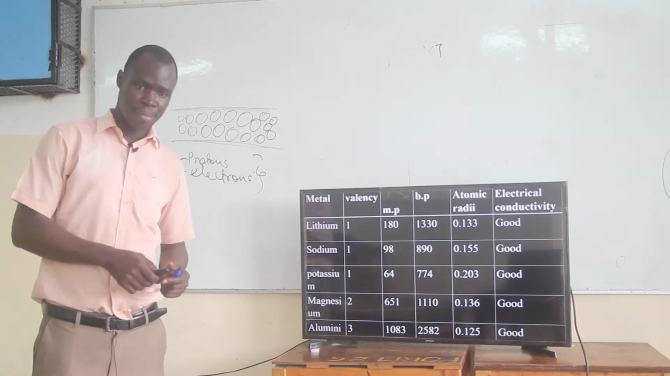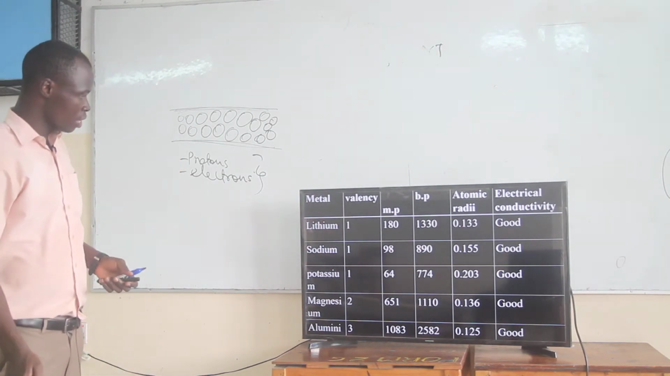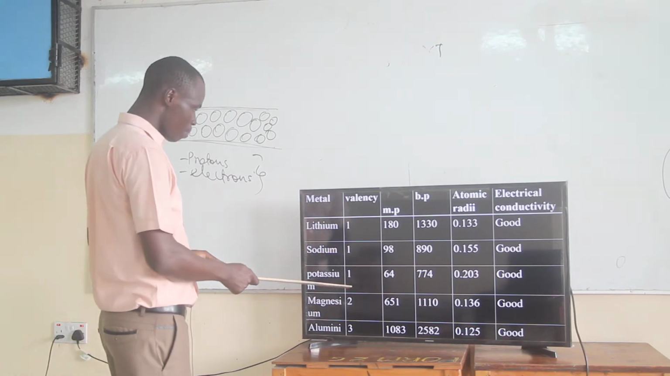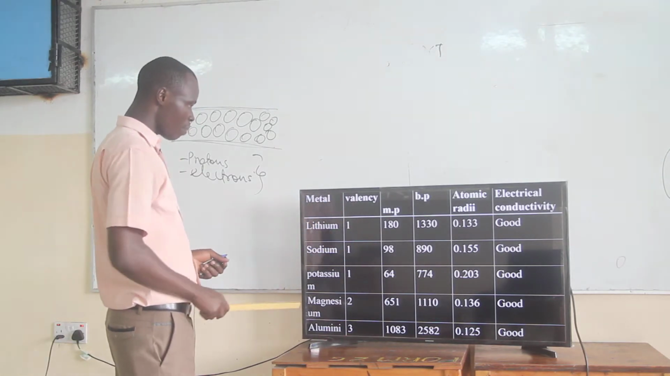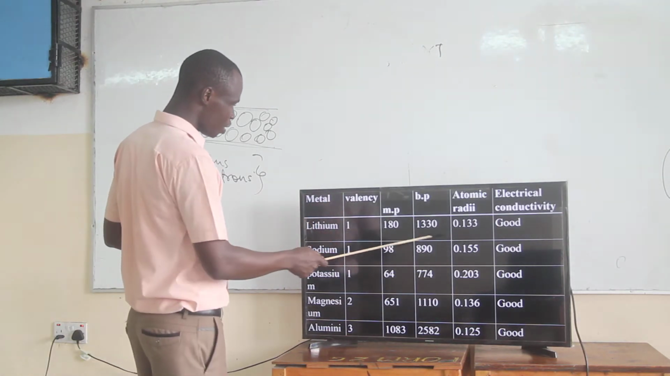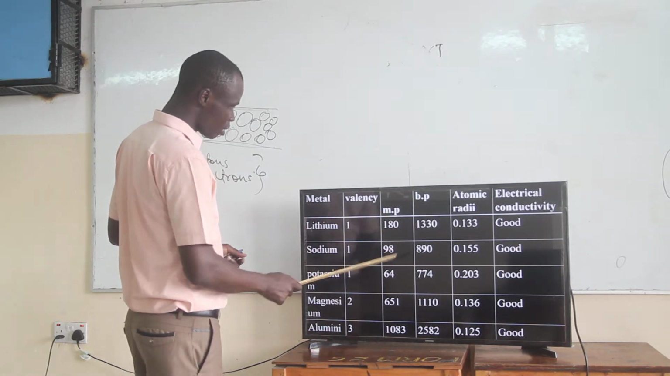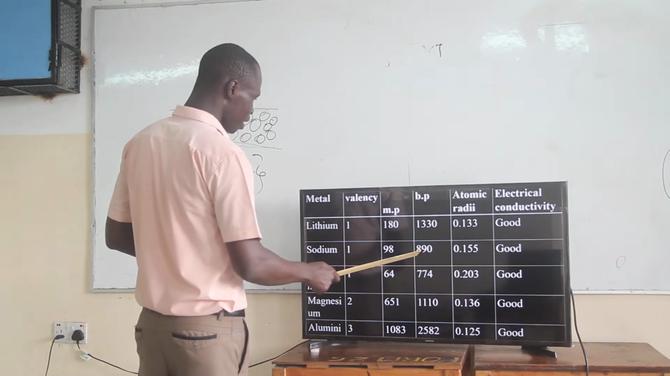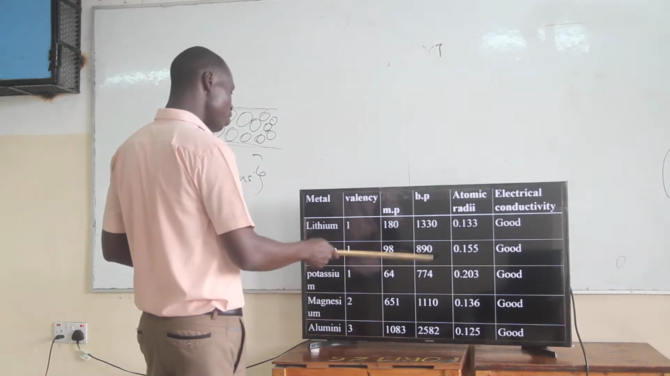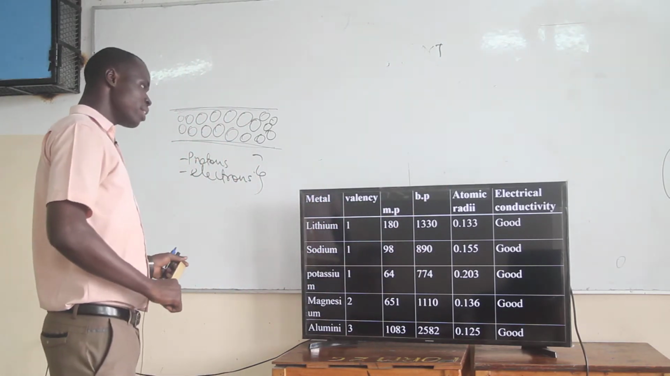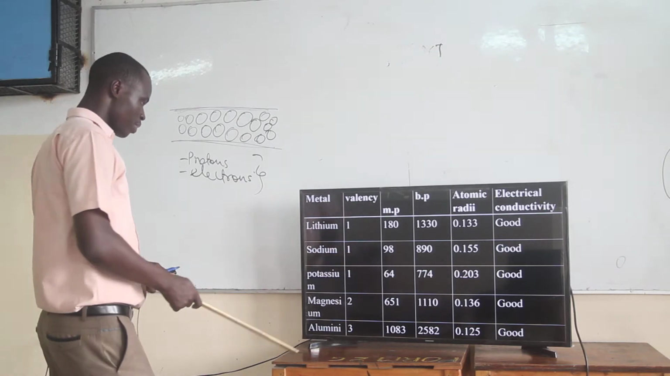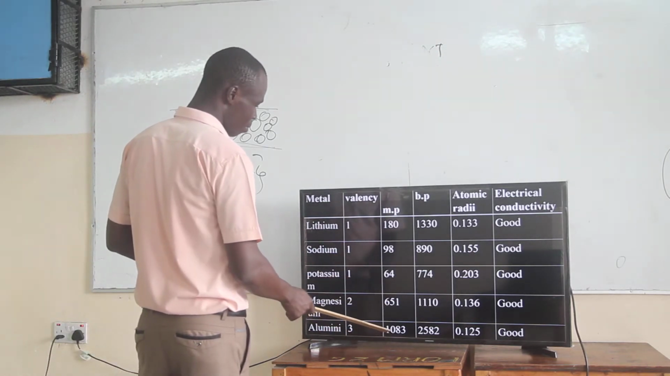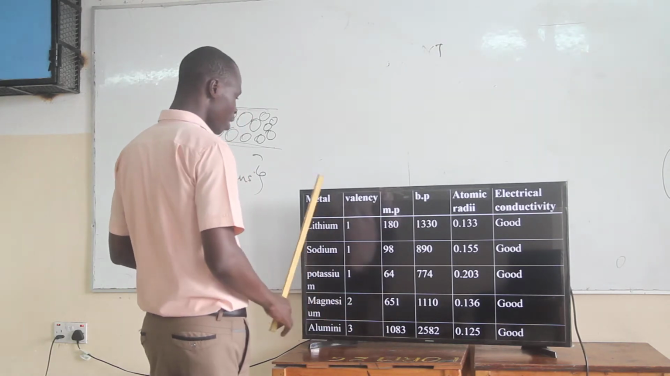And this is just a summary of some of the metals here. Lithium, sodium, potassium, these are all group one elements. Look at the melting points: 98, 180, 98, 64. Look at the boiling points: 1330, 890, 774. These are very high boiling points. Then we have magnesium having 651, and aluminum having 1083.